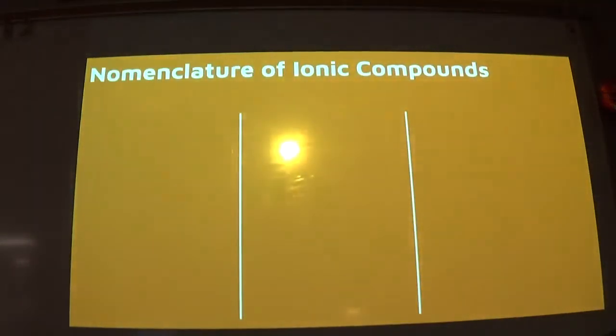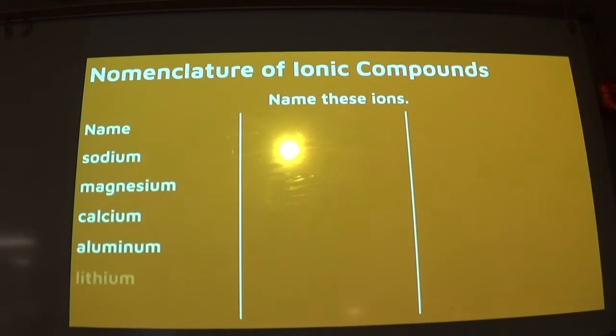Okay. I think I have some practice. Okay, so let's name these ions. Let's start with the name and give me the ion. So if I told you sodium ion, start with me. To the class generically, if I said sodium ion, what would the charge be?